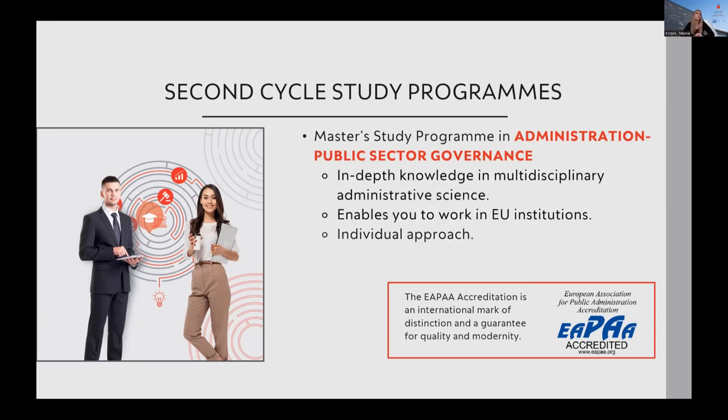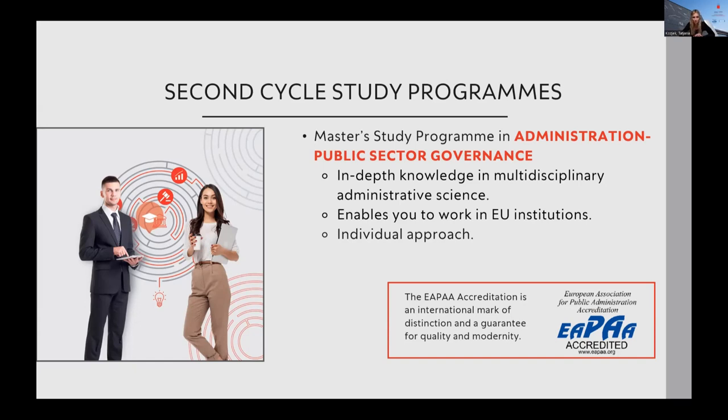When we discuss the study program Administration, Public Governance, you get in-depth knowledge in multidisciplinary administrative science. And you can also choose to work in EU institutions because you have two modules, three modules at the beginning, but at the end two modules: administration in public governance in general, and also administration in EU institutions.